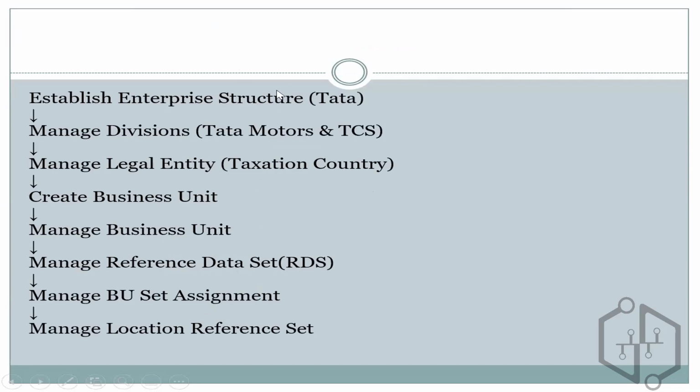This is an example I'm giving. First, we talk about the established enterprise structure. We have Tata. Then we manage divisions: we have Tata Motors and TCS. Manage legal entity, we have the taxation country. Then we create a business unit, manage business unit, and manage reference data sets. We manage view assignment. Then we manage location reference data set. So this is the way we define the different organization setup: divisions, legal entity, business unit, reference data set, view set, and location reference set. So this is the way we do it.